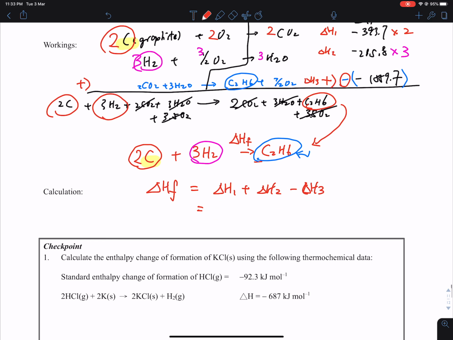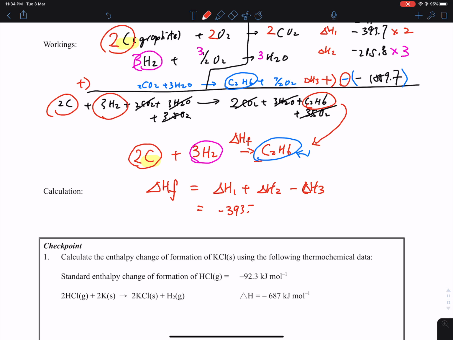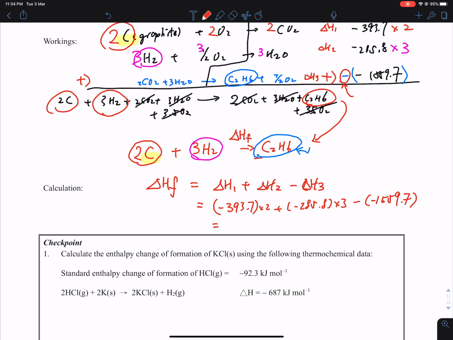Okay, so let's plug in all the information. The first one is negative 393.7 times 2 plus negative 285.8 times 3 minus, the reason why we have minus is because we reversed the equation, okay? So minus negative 1559.7. So the answer would be negative 85.1 kilojoules per mole. So this is the so-called elimination method.